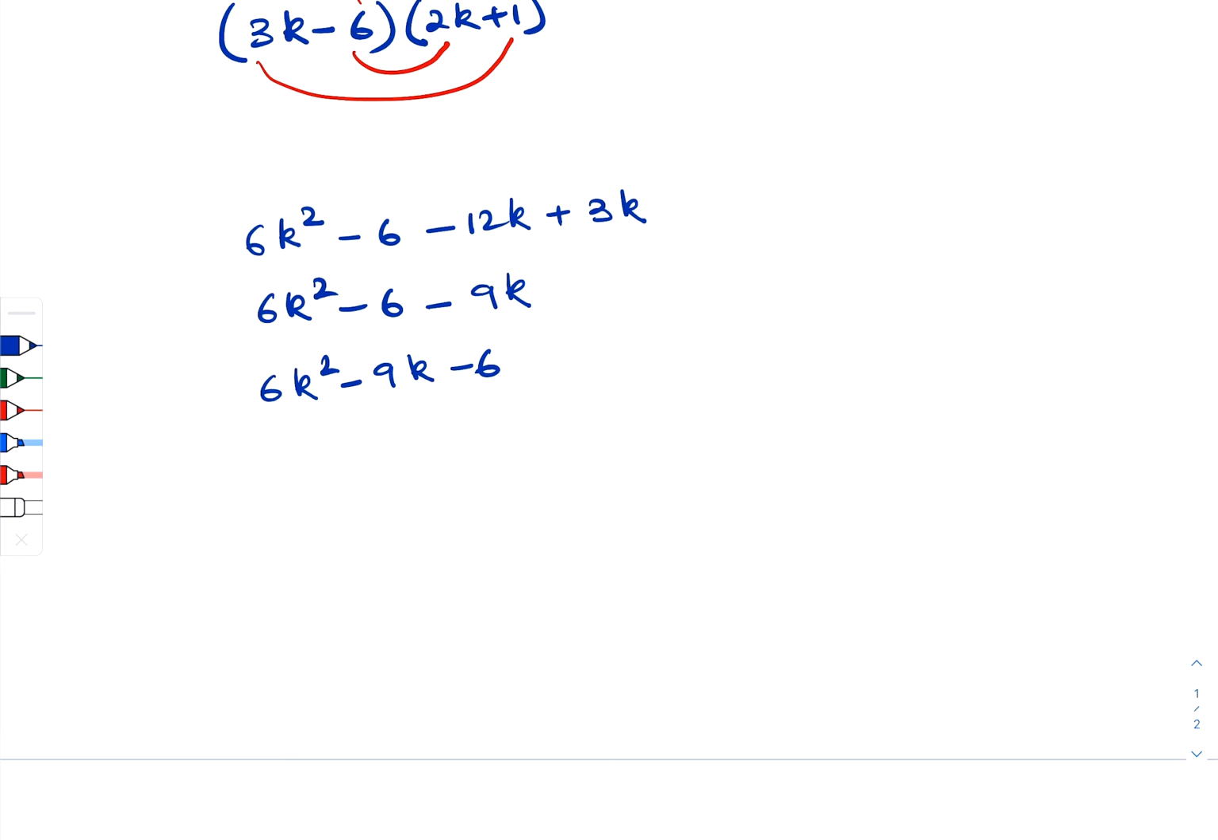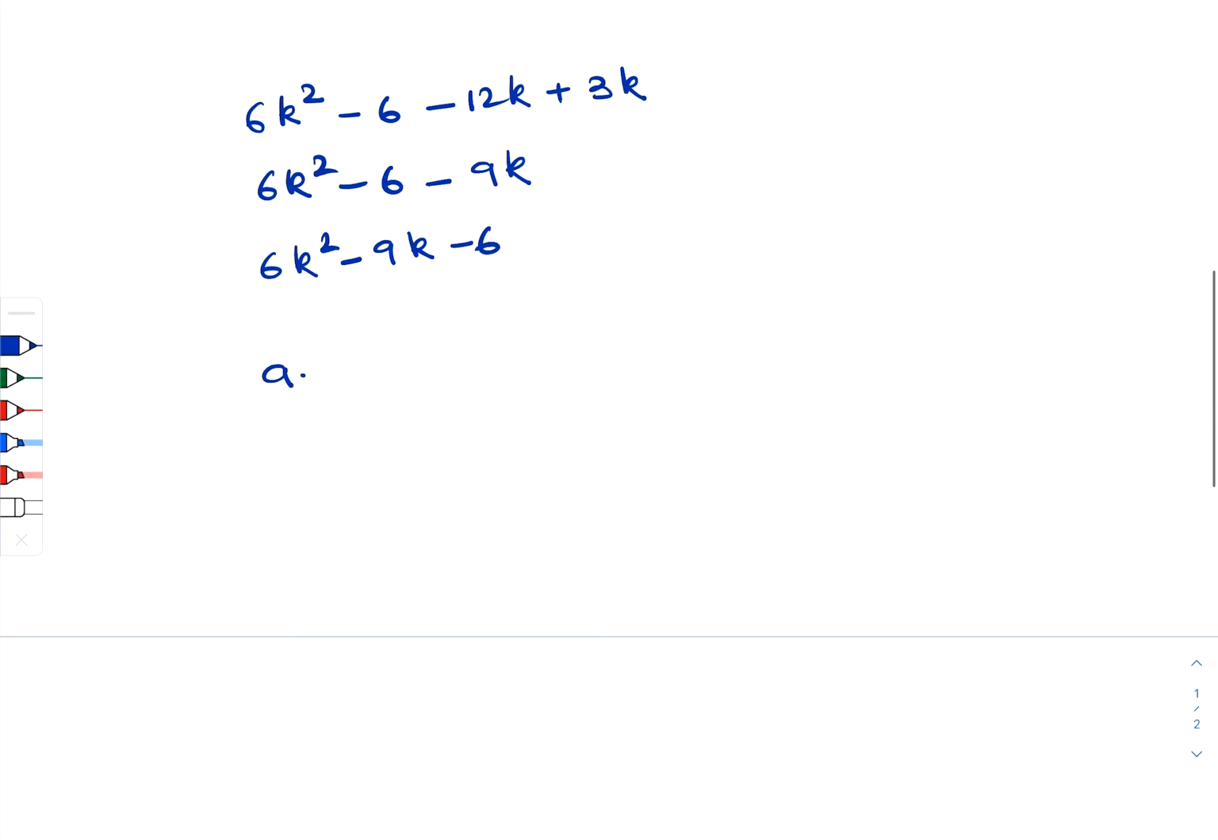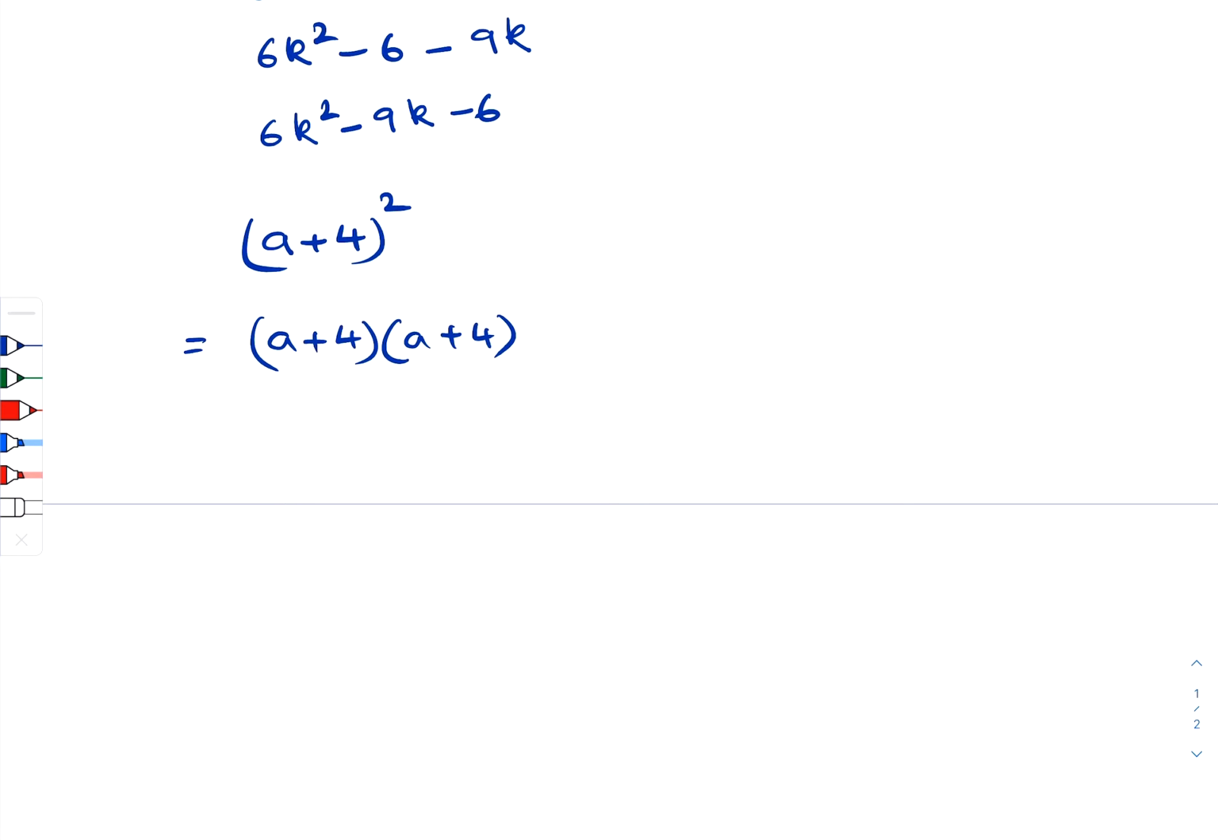Okay, so let's do another one. Now this one's a little different. You have a plus 4 and the whole thing is squared. There are a couple of ways to look at this. Since the whole thing is squared, you can just break up the square, so you can say that's a plus 4 times a plus 4, and then you can use the monkey method. Let's try that one first.